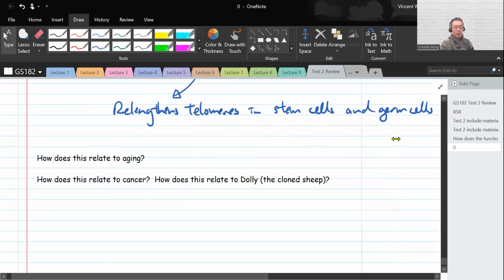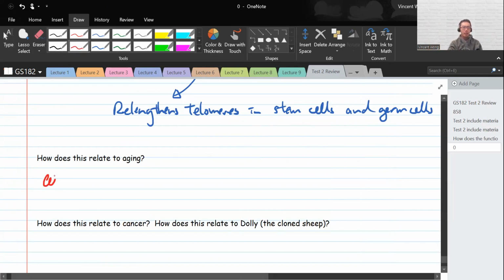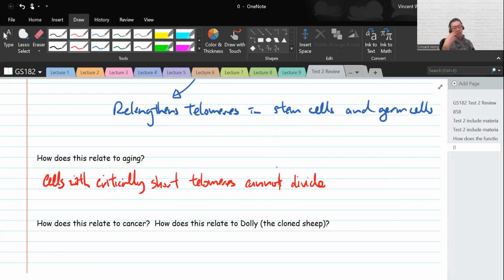How is this related to aging? So like I said, cells with critically short telomeres cannot divide. They become senescent, right? I said in class they become old basically, and when your body has a lot of these senescent cells, that causes us to age. It's part of the reason why we age.